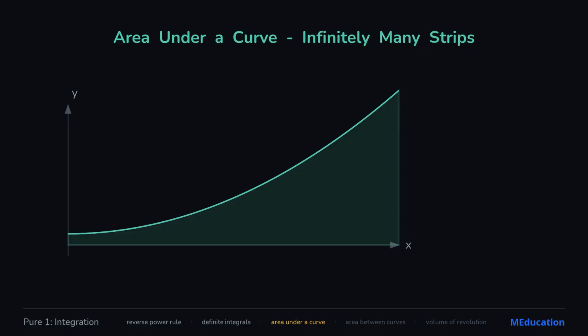One health warning the exam adores. If the curve dips below the x-axis, the integral counts that part as negative area. So when a region straddles the axis, split it at the crossing point and treat each piece separately, or you will hand back an answer that is too small, sometimes even 0.